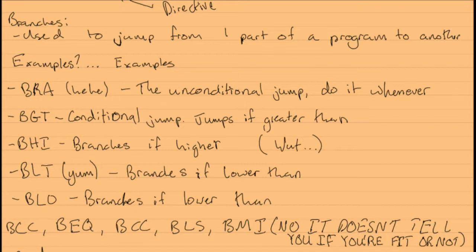So next is your BGT, which is branch greater than. Your branch greater than is just a conditional jump. If a number is greater than another number, then it will jump to wherever you want it to. Next one I want to look at here is BHI, and it will branch if a number is higher than another number. But hold on, why do we have two of them?